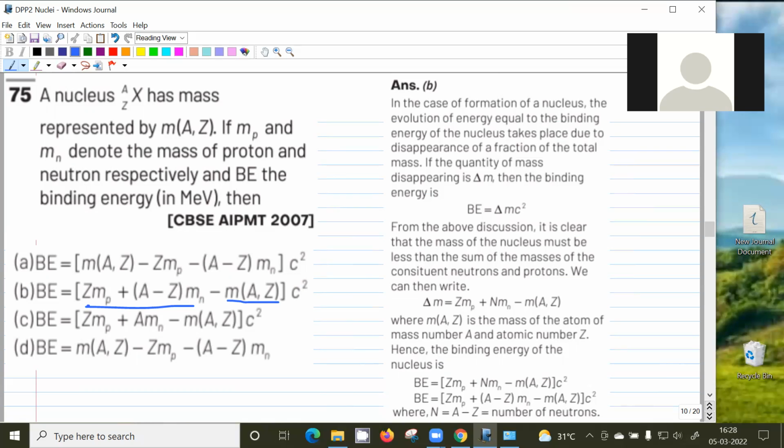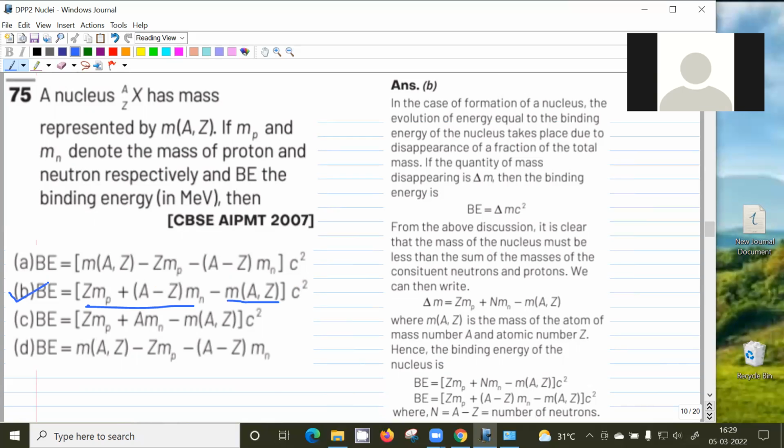Binding energy is actually the magnitude of the energy, so it's always positive. The mass of the individual things will be more. When it forms a nucleus, there will be a reduction in mass. That goes out as binding energy. So the correct option is option B.